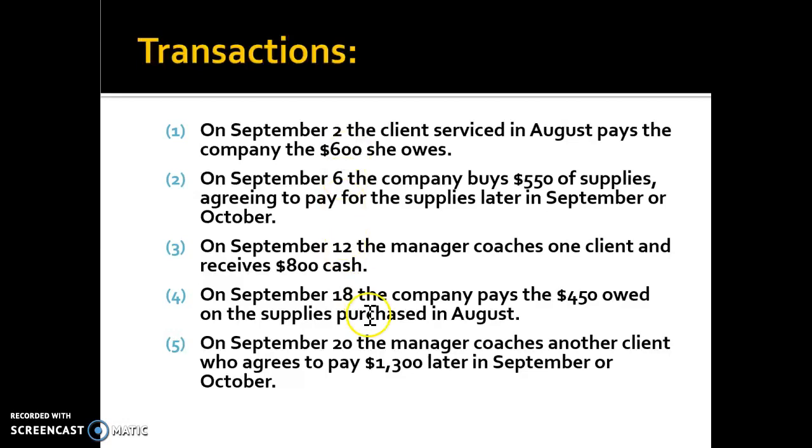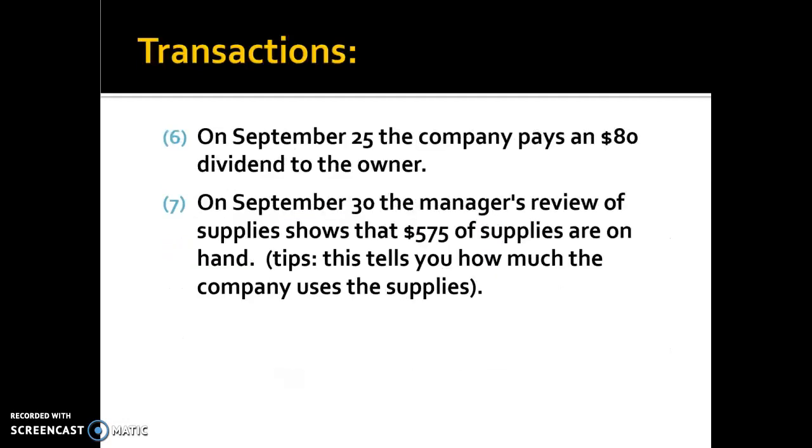You can read, there are a couple of different transactions here. I'm going to demonstrate how we are going to use the T account to record transactions 1 and 2. Transaction 2 is that on September the 6th, the company buys some supplies and does not pay for it. It agrees to pay the supplier later in September or October. So altogether, there are 7 transactions that we are going to talk about, but I'll only do the first 2. I'll let you read the books and the notes for the rest of them.